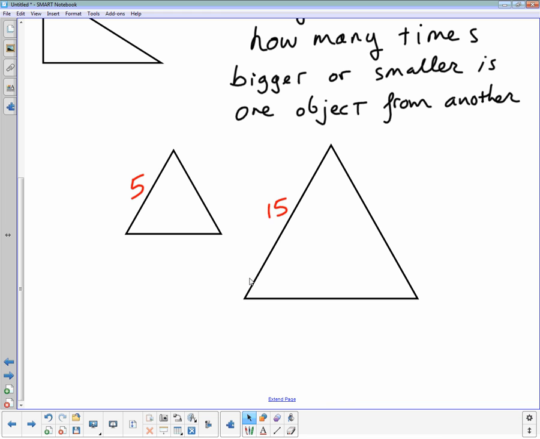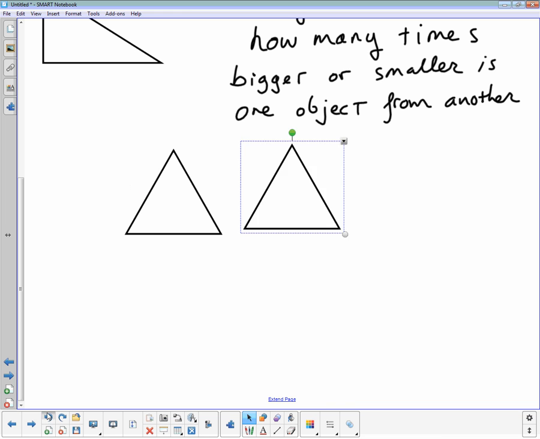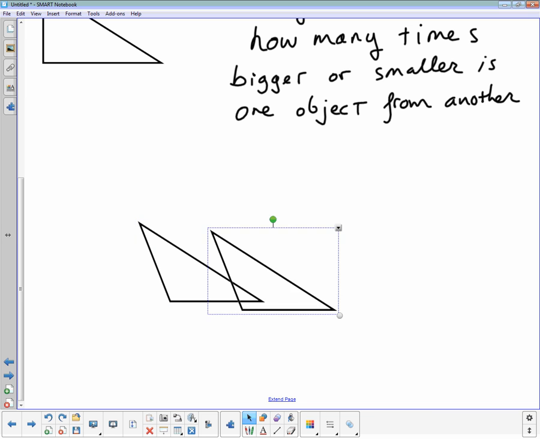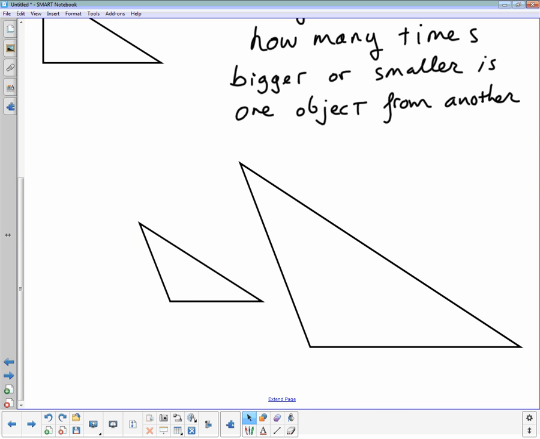Now, actually, I shouldn't have used an equilateral triangle, and in fact, I'm going to change my mind on that one. It's okay. You all right over there?